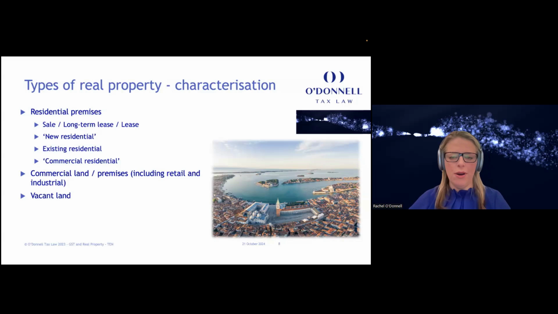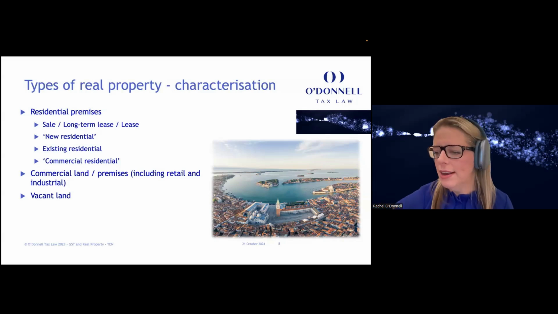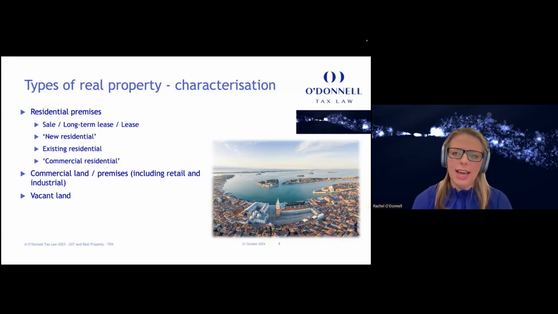So the types of real property and the characterisation for GST purposes. The one that comes up very frequently is residential premises. So the starting point is if we hit those threshold requirements to have a taxable supply, we have a taxable supply unless something else takes us out. So a supply of commercial land or premises, including retail and industrial premises, is subject to GST, it's a taxable supply. The supply of vacant land is a taxable supply unless there's a separate provision that treats it otherwise, which we can get into shortly, and that'll generally be your going concern treatment or farmland exemption.